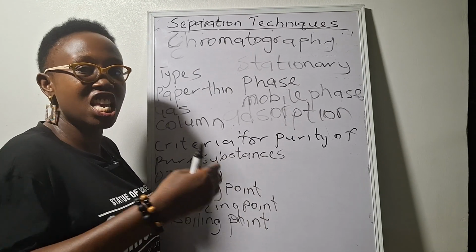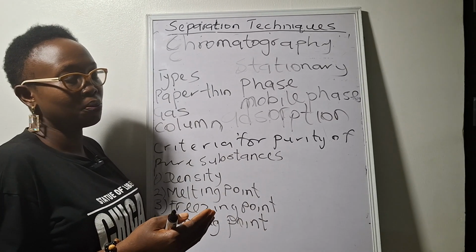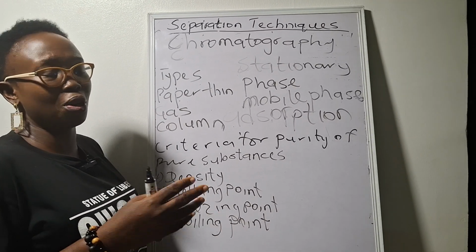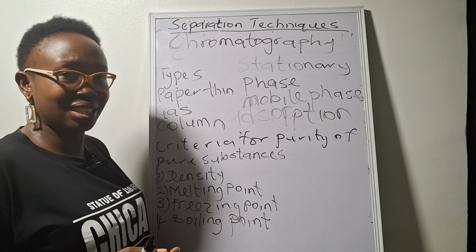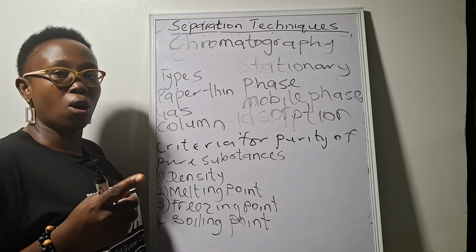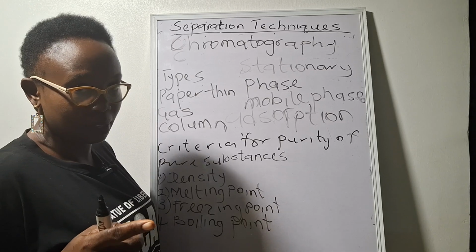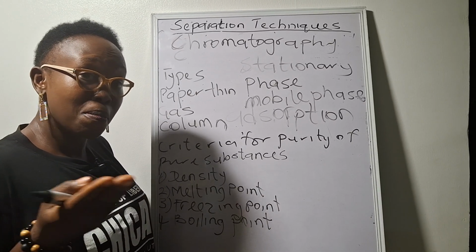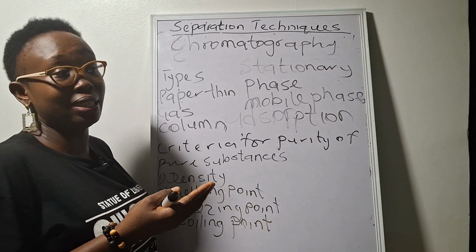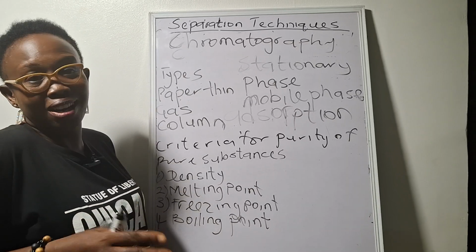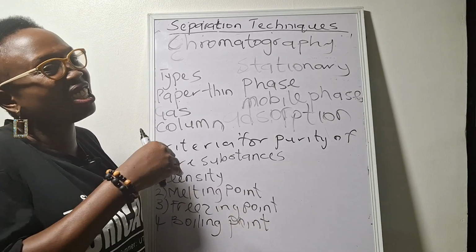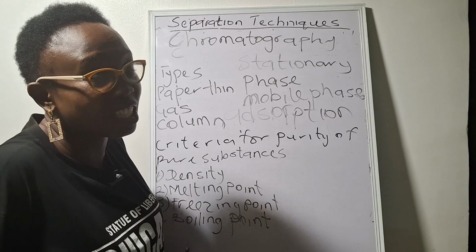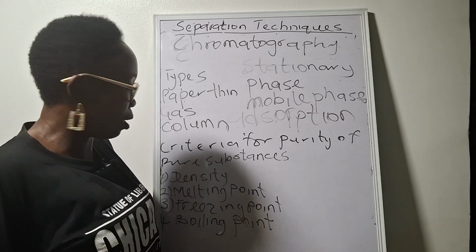For example, we have maybe sodium chloride that the density is around 801. If that density reduces to around 700 and something, it's telling you that that substance is not a pure substance.